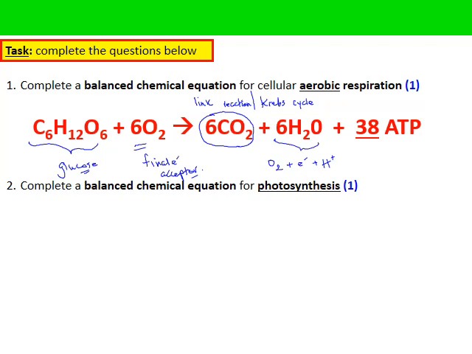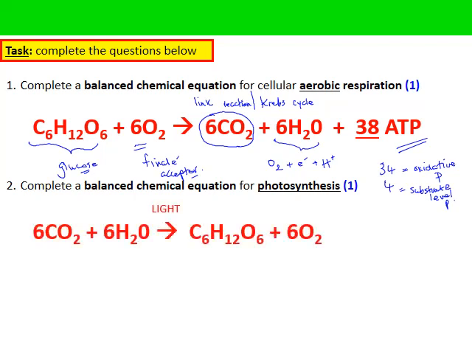Now, of the chemical energy in the glucose, we know that ends up as ATP. Now, 34 of these ATP are produced by what we call oxidative phosphorylation at the electron transport chain, and 4 of the ATP are produced by substrate level phosphorylation, and we get that from glycolysis, where we get 2 ATP net, and we also get 2 ATP from the Krebs cycle, which goes around twice per glucose.